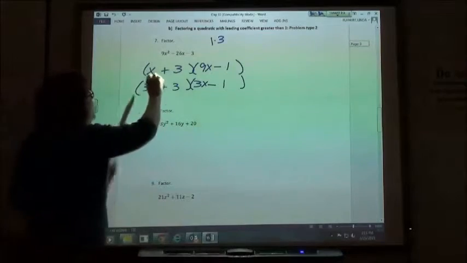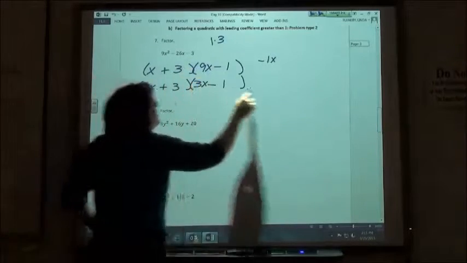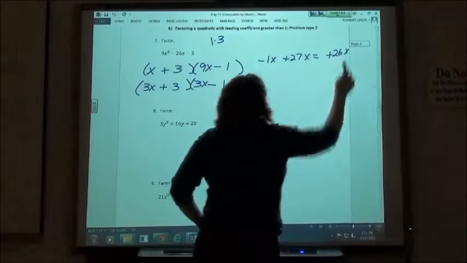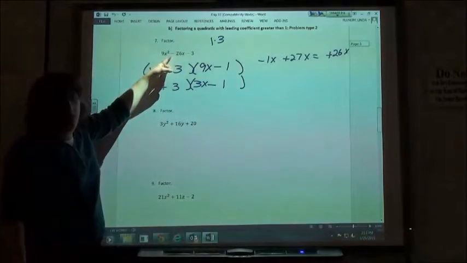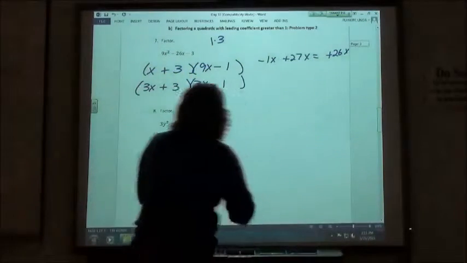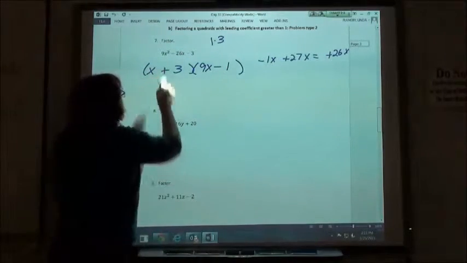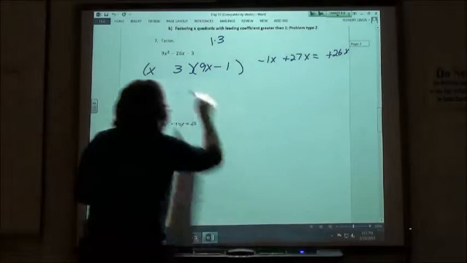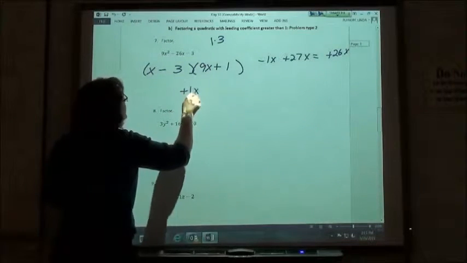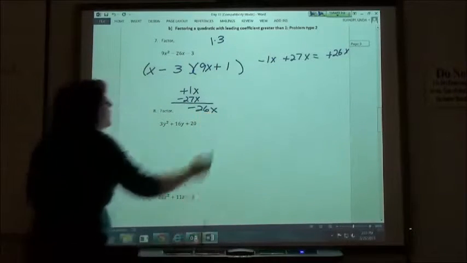So if I try the top one, x times negative 1 would be negative 1x. 3 times 9 is a positive 27x. If I do that, I get a positive 26x, which gets me really close to my answer, because instead of a positive 26, I want a negative 26, which tells me that's the right order of my numbers. I don't even need to try this bottom one, but all I need to do is switch my signs around. So this one's going to be the negative, and this one's going to be the positive, so that my outside is a positive 1x, my inside is a negative 27x, and sure enough, there's my negative 26x in the middle.